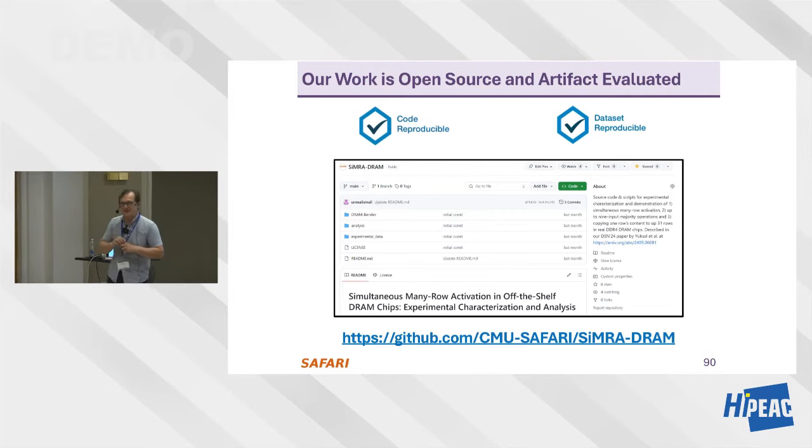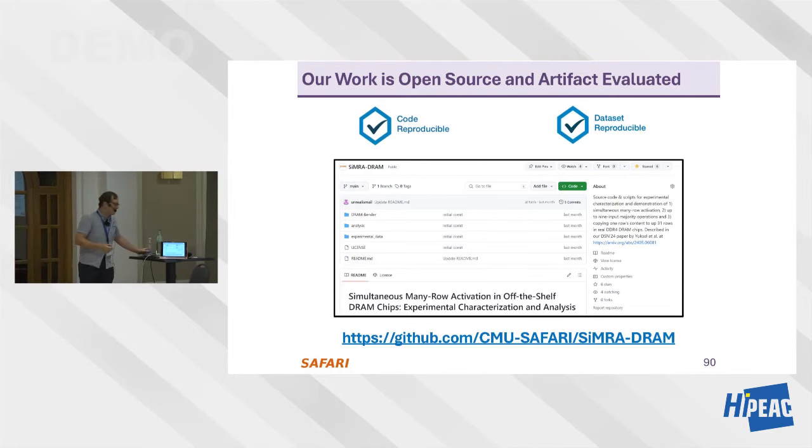Yes? You had this multi-row copy in the DRAM here, and that could be interesting for parallel computing, of course. Is there anything that should stop you from doing that in SRAM also? Yeah, that's a very good question. What about other technologies like SRAM? I don't believe so.